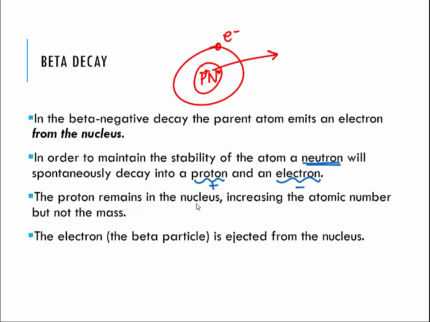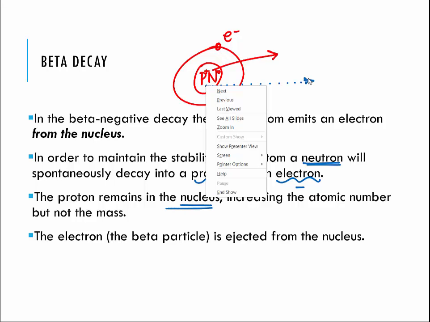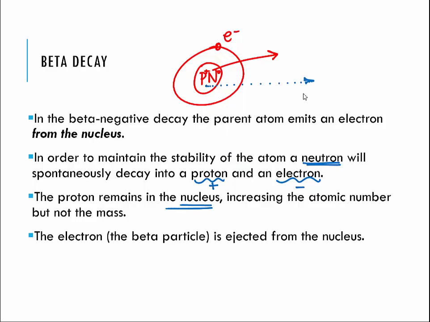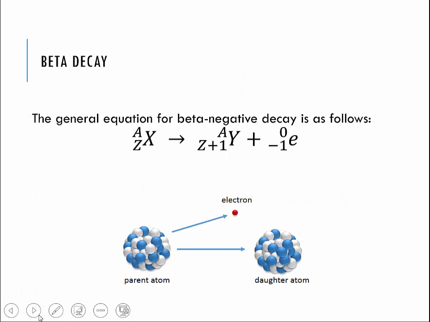The proton stays in the nucleus because that's where protons go, and the electron's like, oh crap, I'm here and I'm not supposed to be, so it needs to be shot out. That shooting out of the electron is the matter that's released. The electron is ejected from the nucleus. So this equation looks a little different. You start with something, and you end up with this guy here. You end up with an electron being shot out.